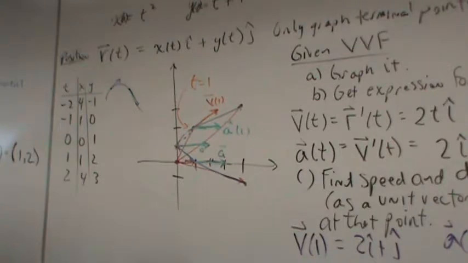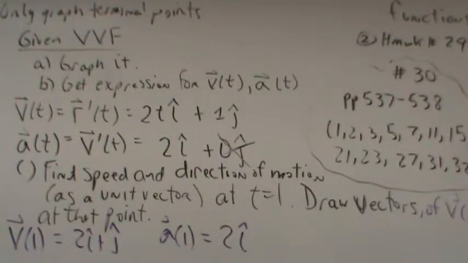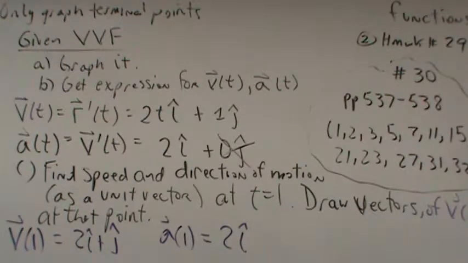Finally, they said find the speed and direction of motion as a unit vector. Let me do that over here. This is all leading up to you doing a problem like this. By the way, this is like number 5 of tonight's homework. All of those problems, I think it's like 5 through 8 or something.